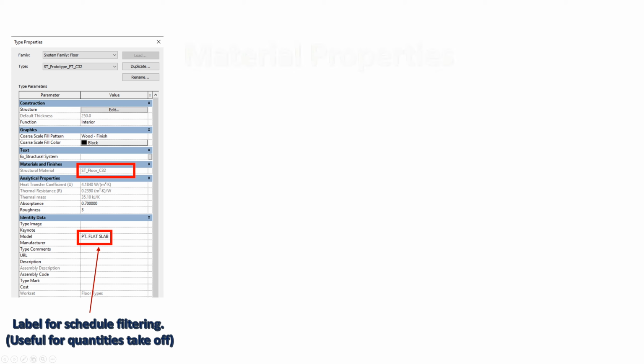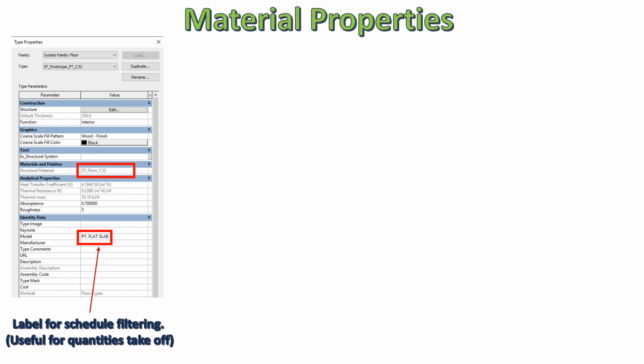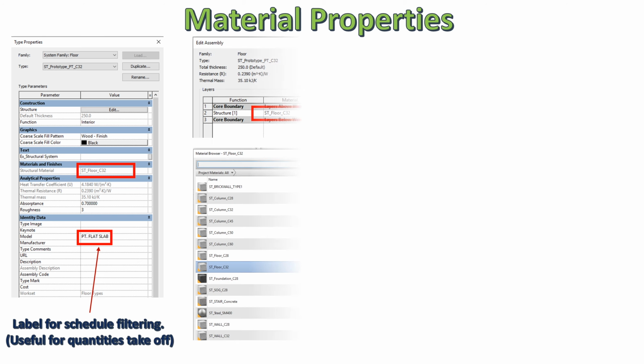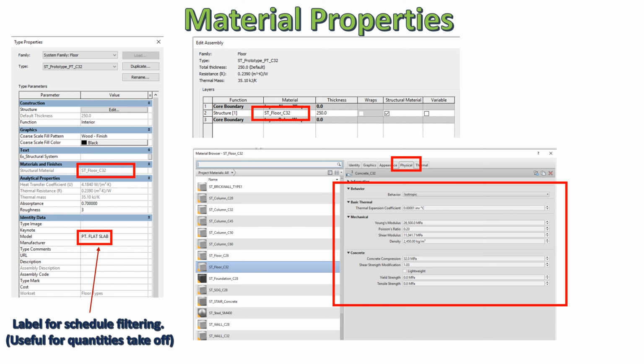Now label the Revit type in order to be used for schedule filtering during quantities takeoff. Choose whatever name you like. It could be RC flat slab, PT flat slab, RC beam slab, precast slab, whatever. Then from the structural material option, create the physical material property that matches the material you are using.